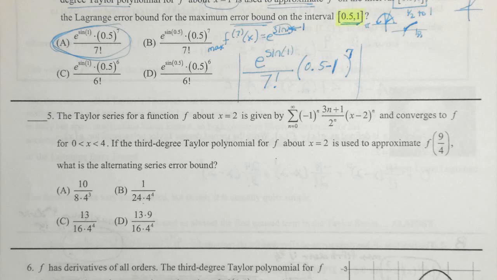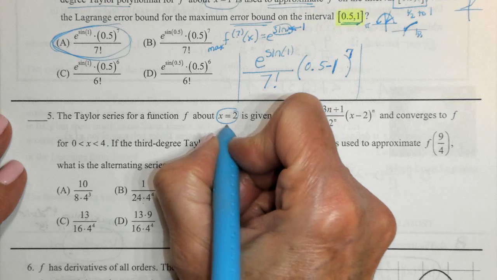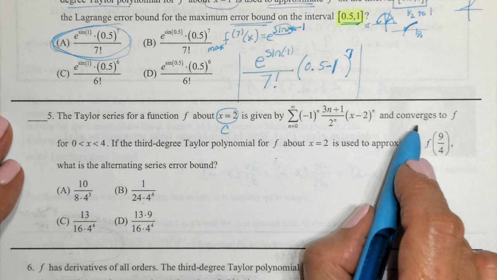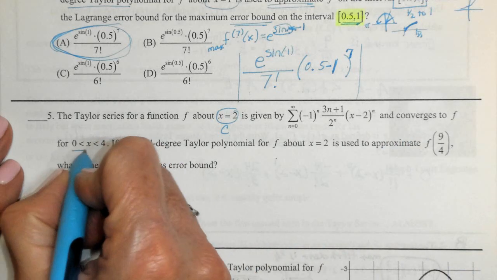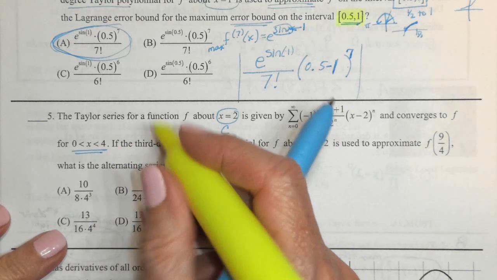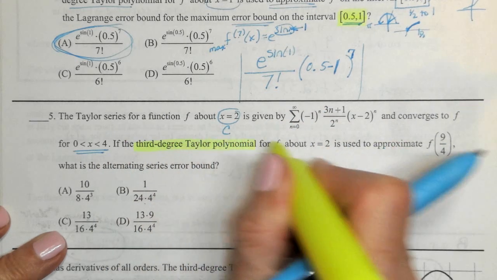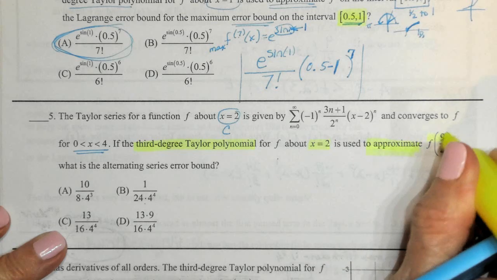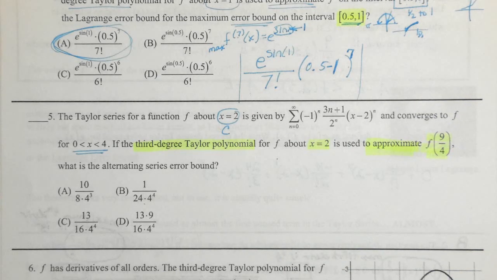Next up, number 5. The Taylor series for a function f about x equals 2, that's our c value, is given by this. This is the Taylor series, and it converges to f between 0 and 4. That's our interval of convergence. If the third degree Taylor polynomial about x equals 2 is used to approximate f of 9/4, what is the alternating series error bound?